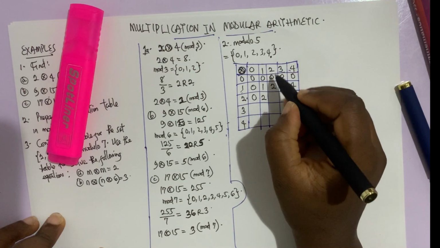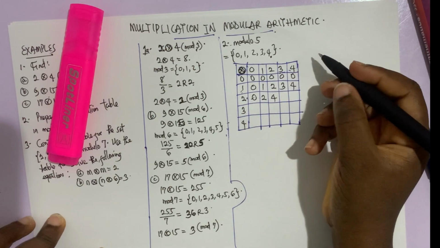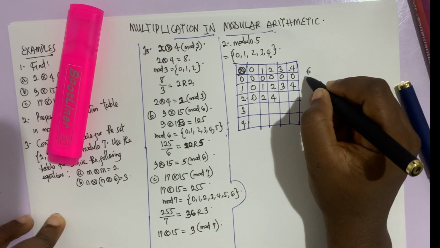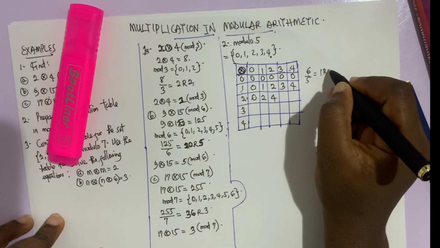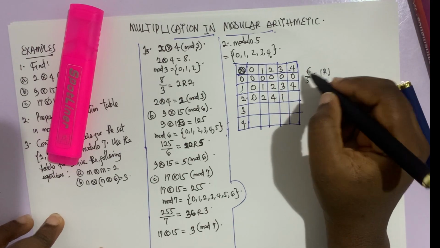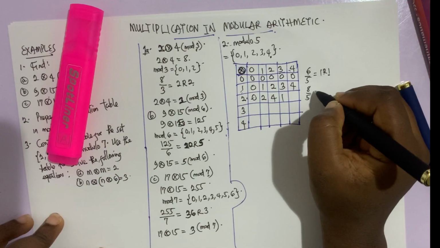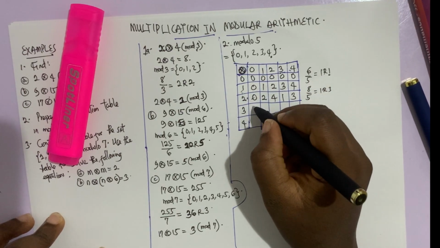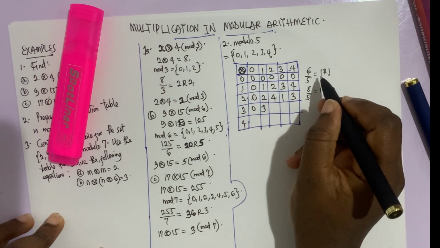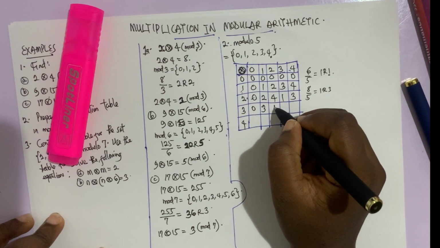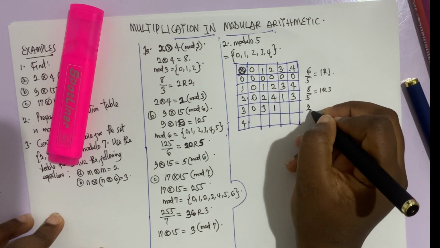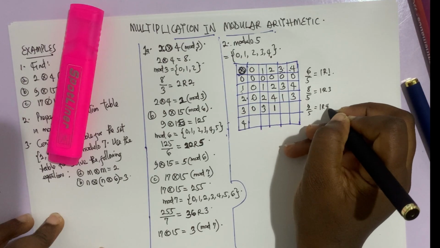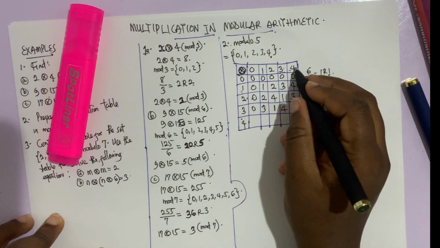Is 4 valid? Yes. 2 times 3, 6. 6 is not valid, so we do 6 divided by 5, 1 remainder 1, we write 1. 4 times 2, 8. 8 divided by 5, 1 remainder 3, we write 3. 3 times 0, 0. 3 times 1, 3. 3 times 2, 6, so we write 1. 3 times 3, 9. 9 divided by 5, 1 remainder 4, we write 4. 3 times 4, 12.